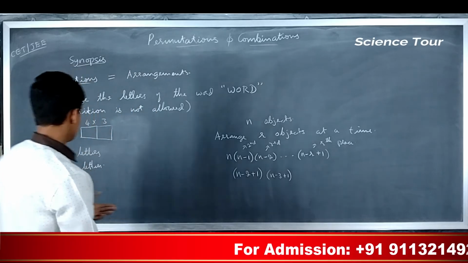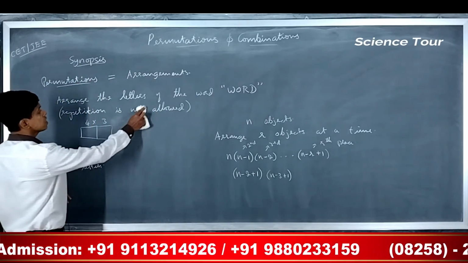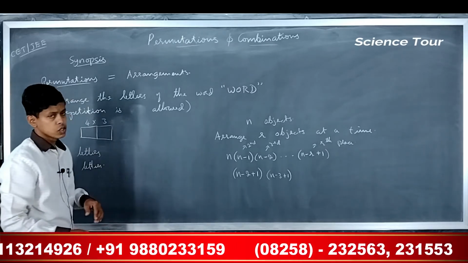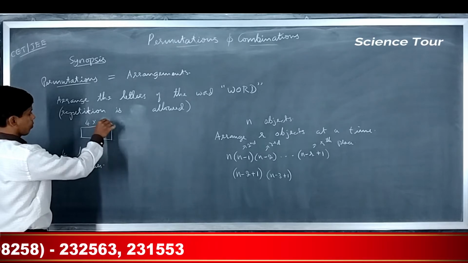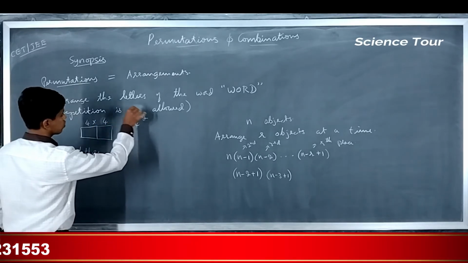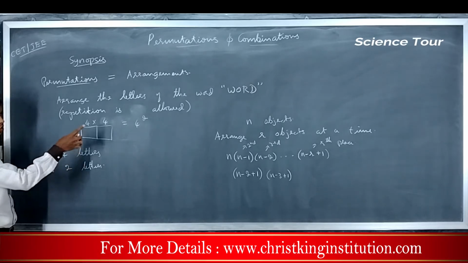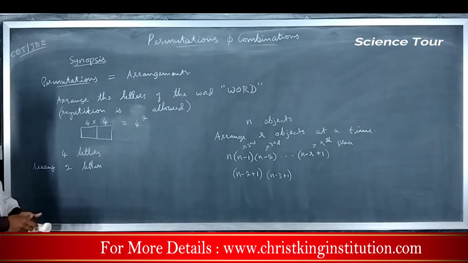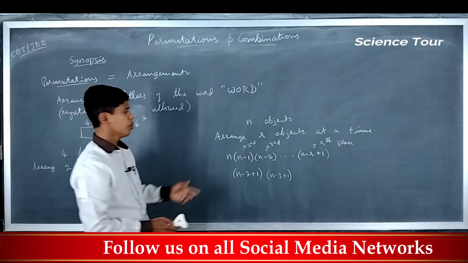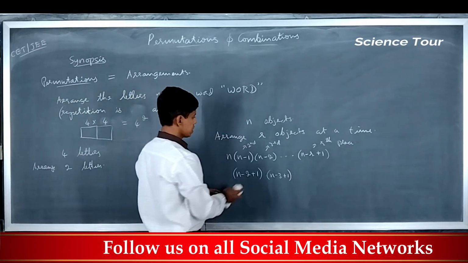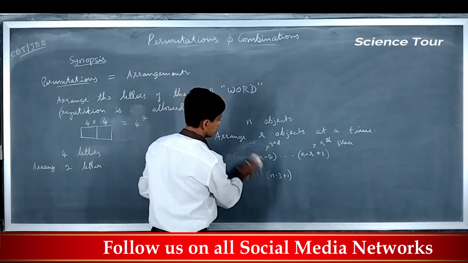Now come to the case where repetition is allowed. Okay, so if the repetition is allowed, then this would be 4, and that would be 4 square. So there are 4 letters, 2 have to be arranged, so therefore it is 4 square, 4 into 4. Now what about here? You have got n objects. Okay, so you have to arrange r objects, and how many ways you can do that?